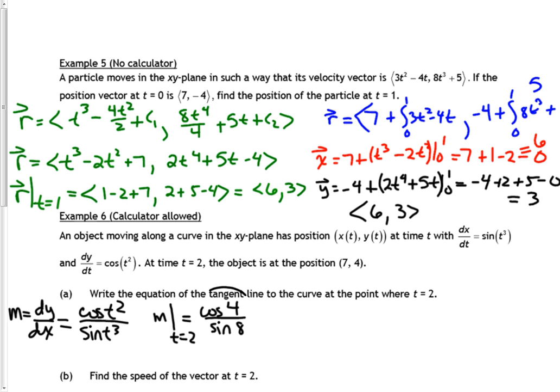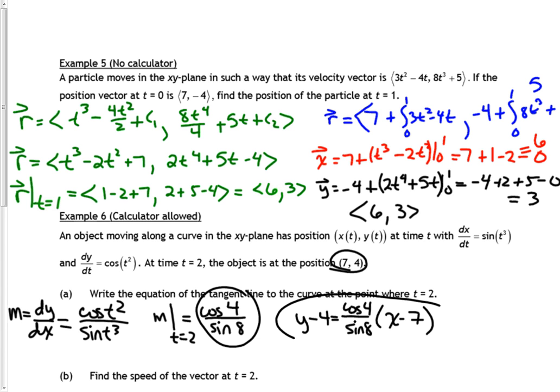Now, I have a slope, and I have a point where my object was located. That's my x comma y. So I'm just going to write my equation. Y minus 4 is equal to cosine 4 over sine 8 times x minus 7. So here's the equation of the line tangent.